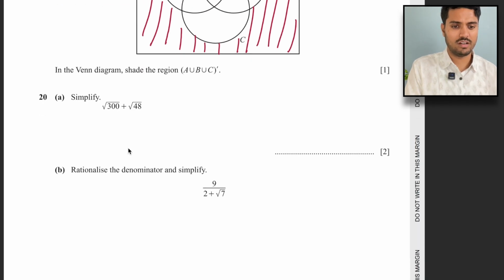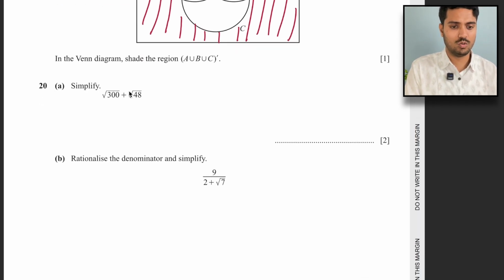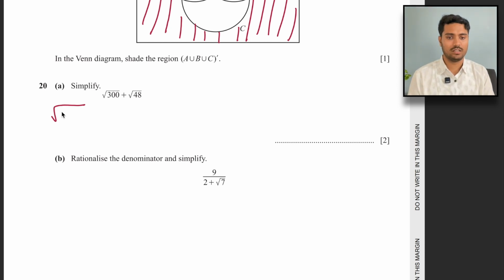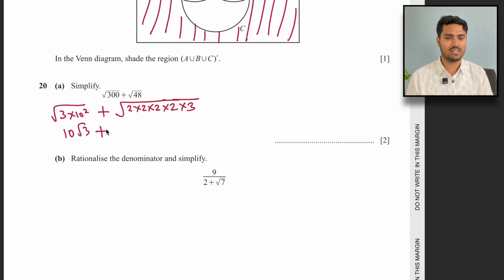Question number 20, it says simplify root 300 plus root 48. So first of all, root 300 can be written as 10 root 3, and root 48 as 2 into 2, 4 into 2, 8 into 2, 16 into 3, 48. That means this can be written as 10 root 3 plus 4 root 3. So total will be 10 plus 4, 14 root 3. 14 root 3 is the answer.